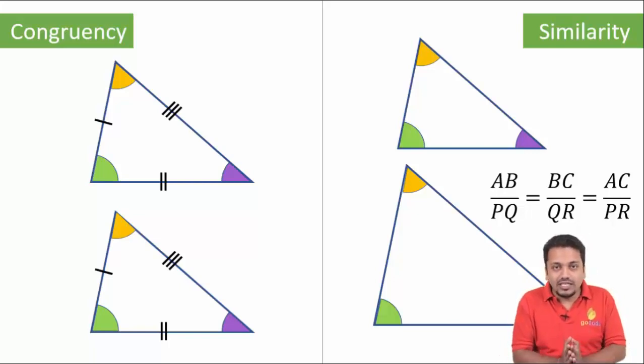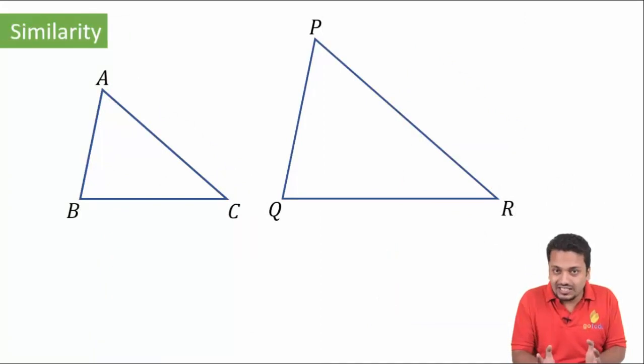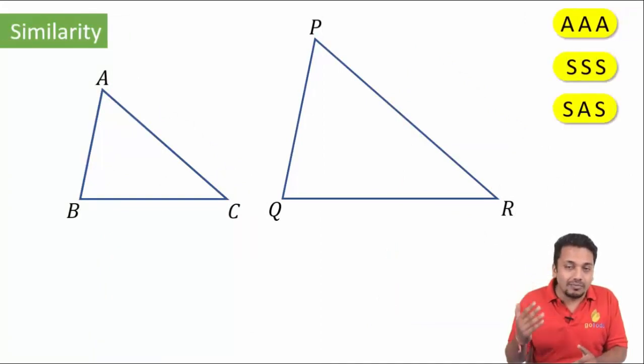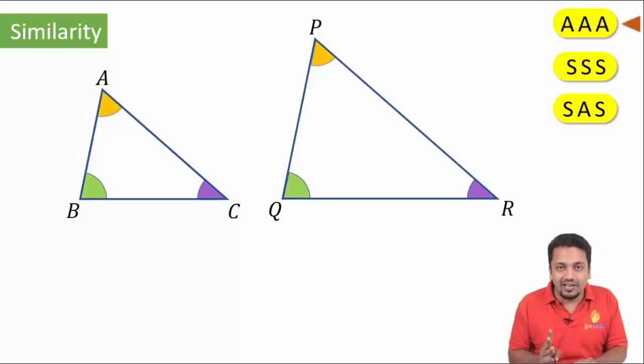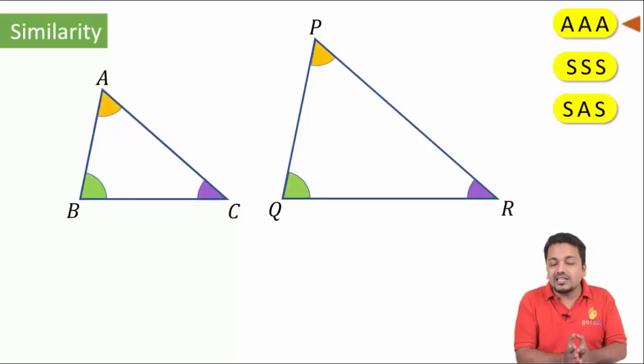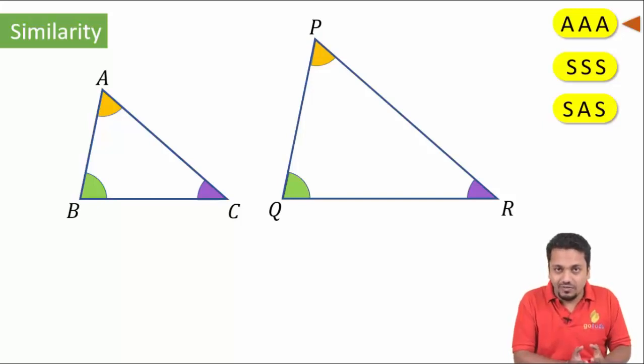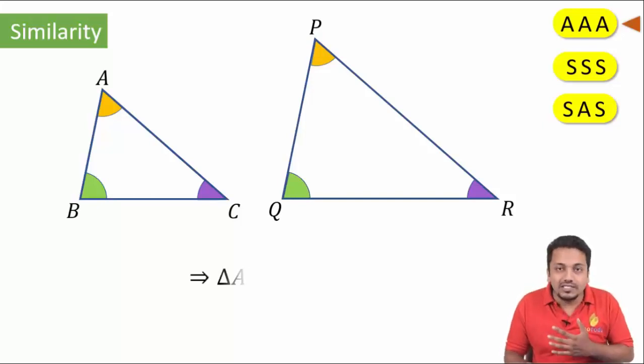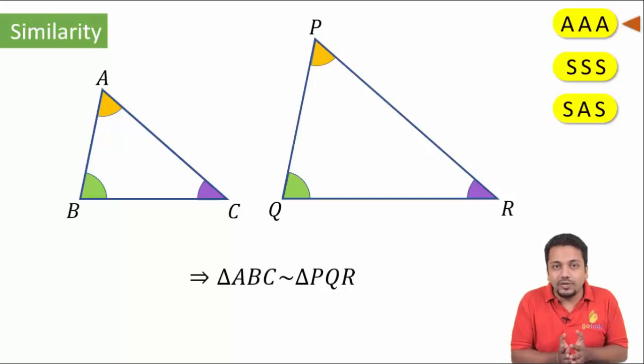And just like congruency, there are a few conditions which guarantee similarity. First one is AAA similarity, AAA condition. If three corresponding angles are equal in two triangles, then the triangles are similar. For example, here triangle ABC is similar to triangle PQR.